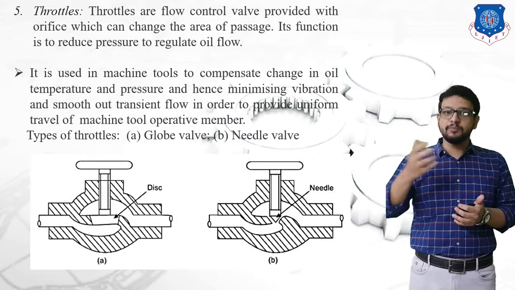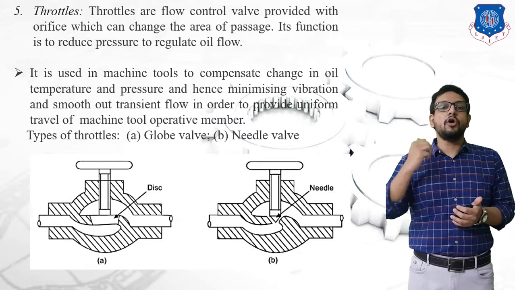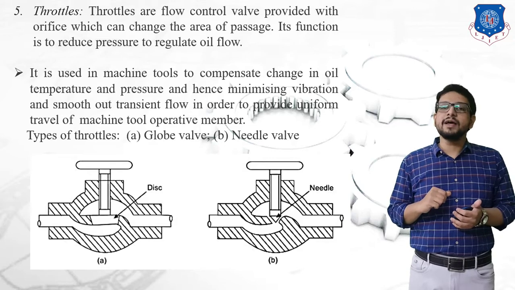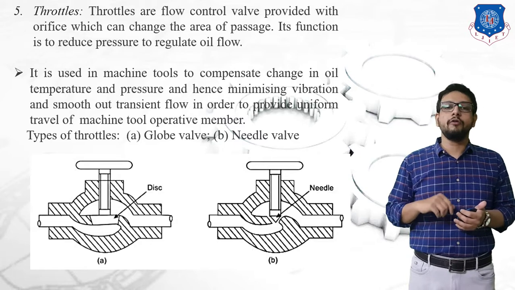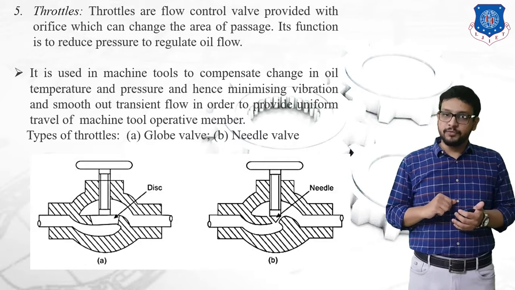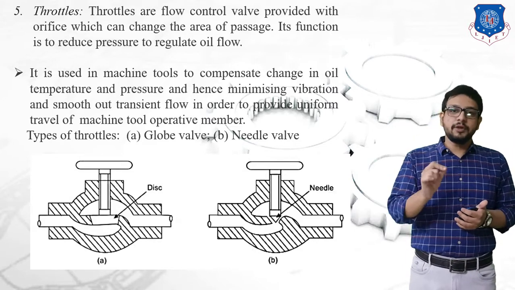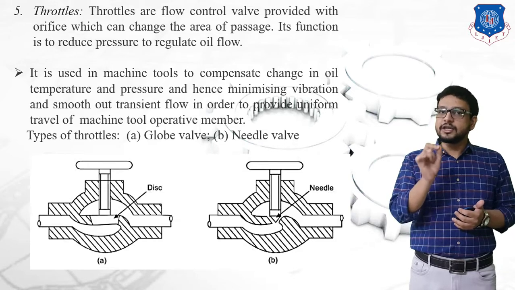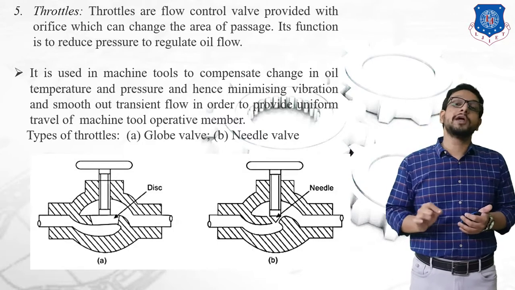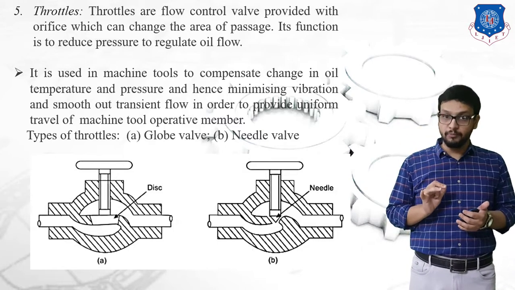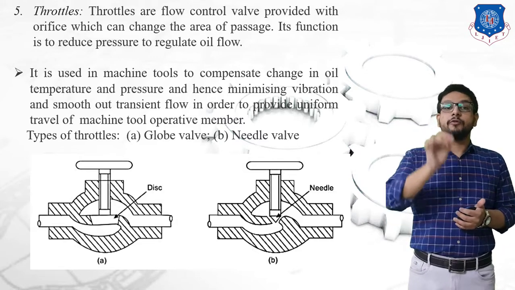Now, why do we need to reduce the pressure? Let us understand that it is used in a machine tool to compensate for changes in oil temperature and pressure, hence minimizing vibration and smoothing out the transition flow in order to provide a uniform travel of the machine tool. Remember, along with the reduction in pressure, it is also going to reduce the temperature, which is the main problem. If there is an increment in pressure and temperature, a vibration problem will take place, and we know if vibration takes place, it is going to reduce the accuracy of our machine tool. So for that it is always required to reduce the pressure, which is done by means of our throttle valve.